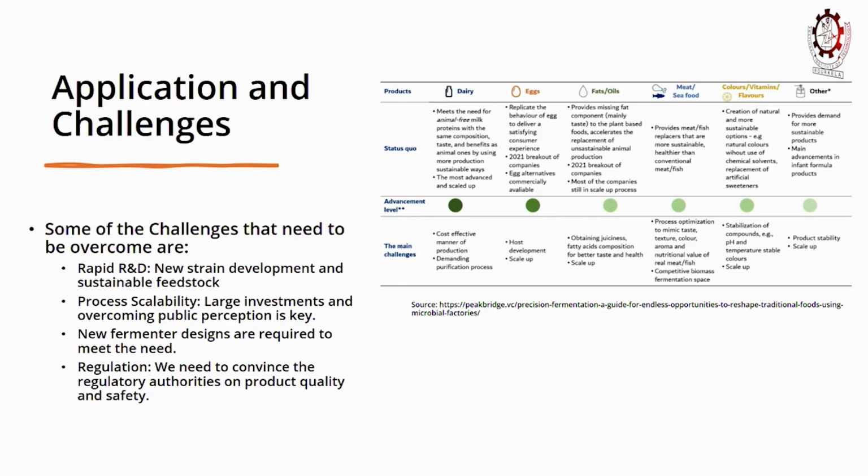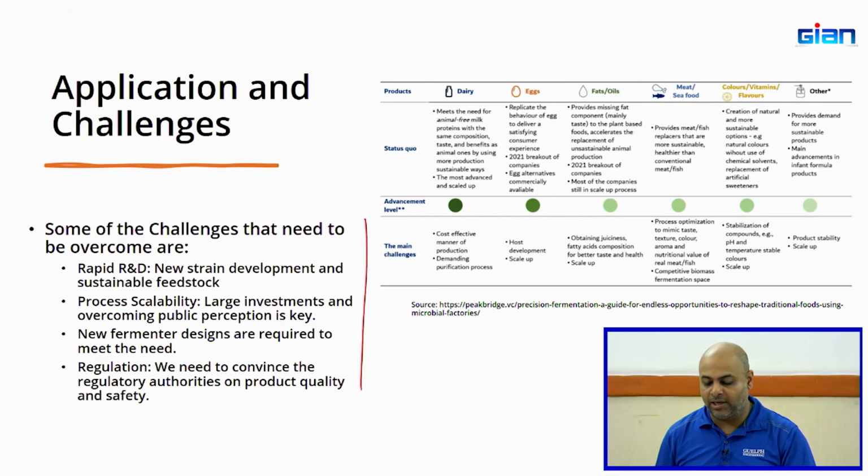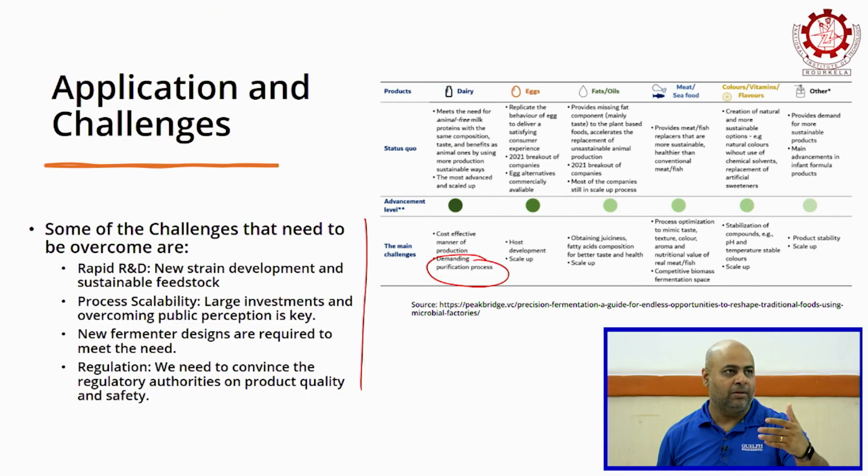So these are examples of some of the products, and the status quo with what is happening with them. For dairy, it meets the need for animal-free milk proteins with the same composition, taste, and benefits as animal ones, using more sustainable production with the most advanced and skilled methods. It is very demanding on the purification process, because the moment you're looking at making dairy-free milk, you're looking at producing protein, and that protein has to be processed. In downstream processing, you need highly purified proteins to make that product, so your downstream processing cost will go up. Similarly, other examples are there for fats, oils, and eggs.